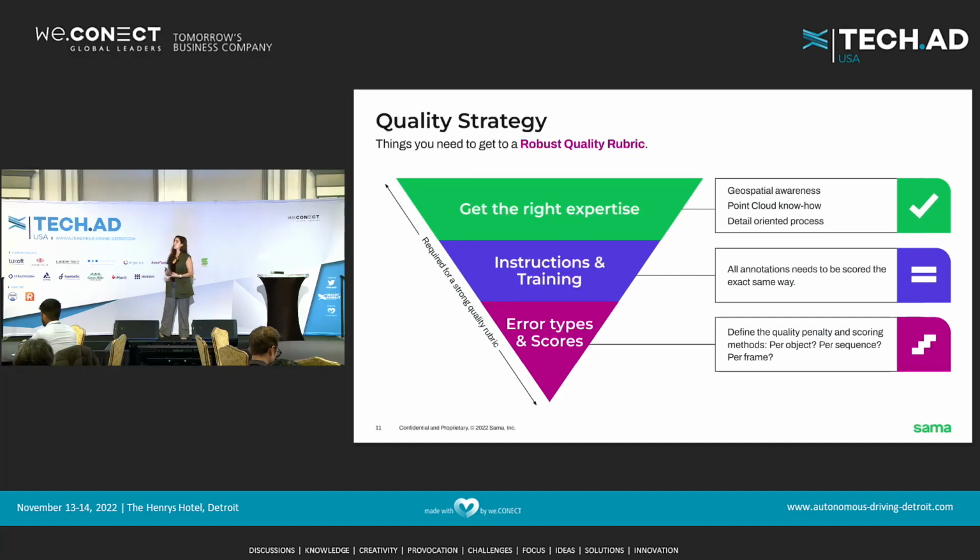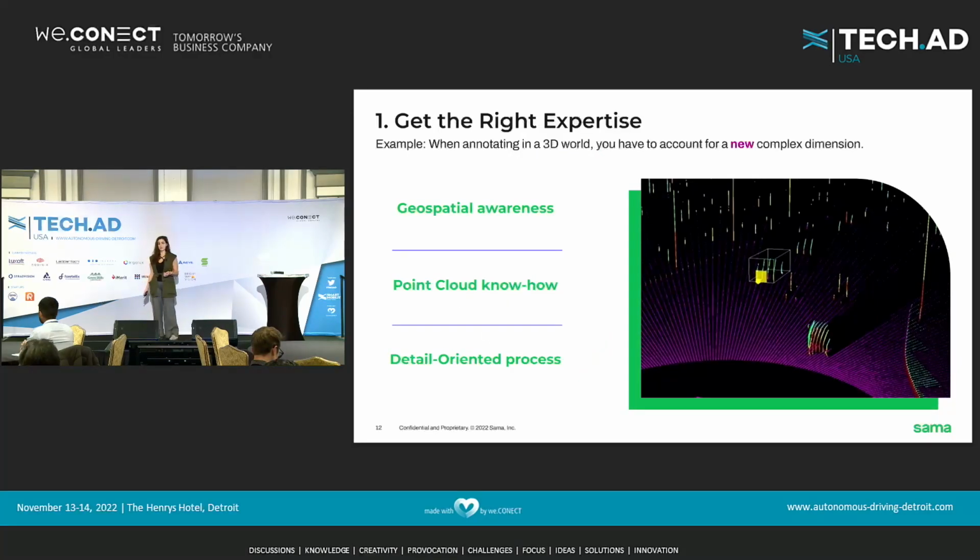One, you have to ensure that you have the right expertise. Two, you have to make sure that your instructions and trainings are perfect, and if they're not, that you have the process to make them better. And third, you have to ensure that you have the error types and the scores that you want to penalize these errors. So I'm going to dive deep into each of them. The first one, you have to get the right expertise. A 3D world, as I said, is extremely complicated.